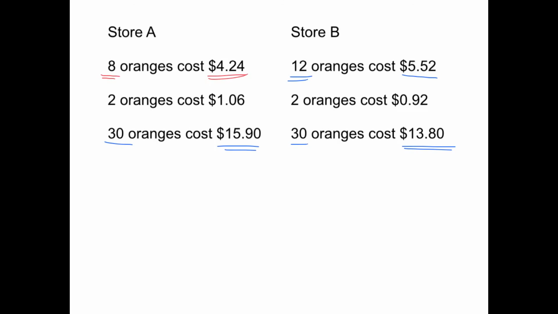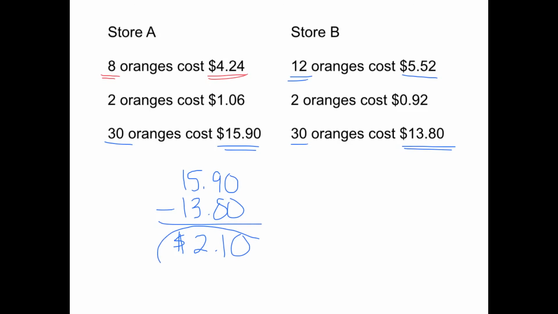The question said, how much less are we going to pay? Store A costs $15.90. Store B is $13.80. How much cheaper is it? We're going to subtract to find out. $15.90 minus $13.80 is $2.10. So we know that we're saving $2.10 by shopping at Store B.